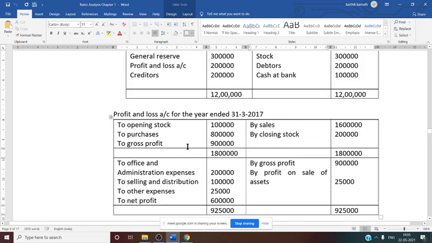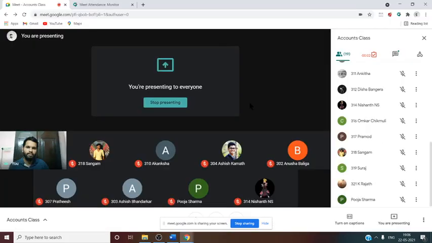Now we want to get cost of goods sold: sales minus gross profit. Let us look at the sales information. This sales we will assume as net sales. Why? Because net sales is sales minus sales return, and sales return is not mentioned in the question. So sales itself is net sales, 16 lakh. Gross profit is directly given, 9 lakh. 16 minus 9, if you do, you will get cost of goods sold, that is 7 lakh. In this question, cost of goods sold is 7 lakh.